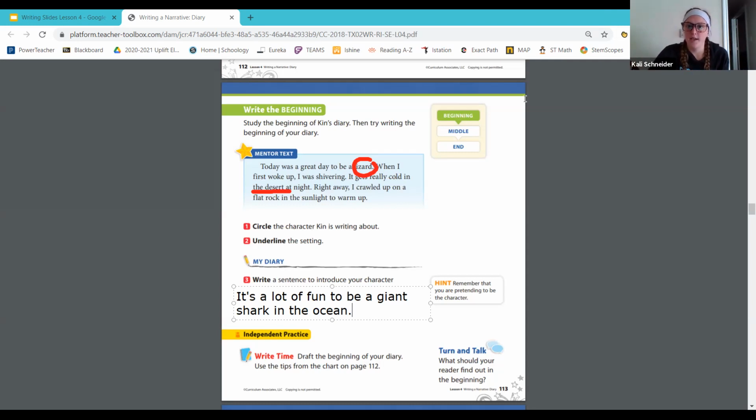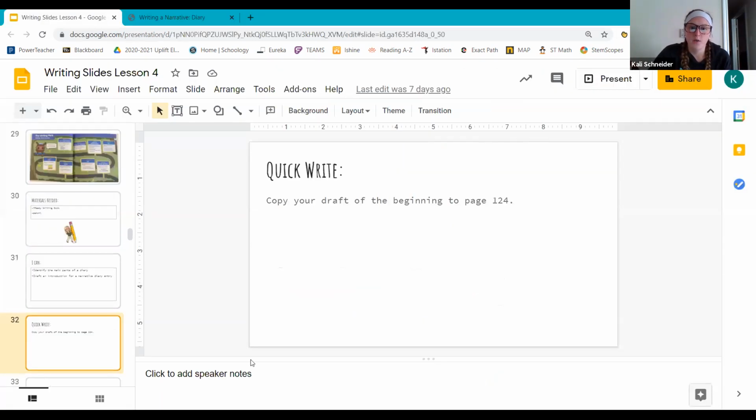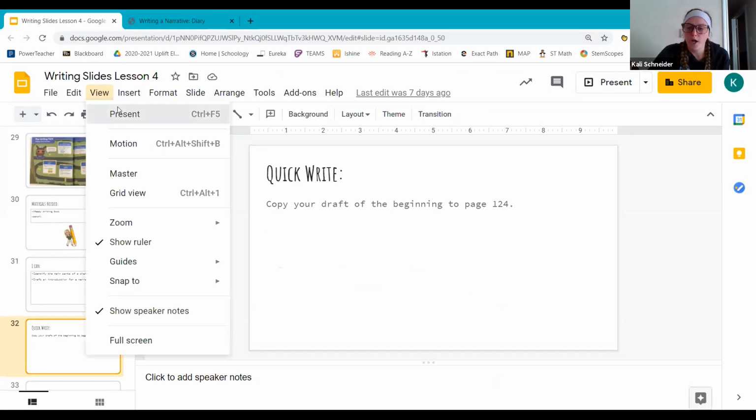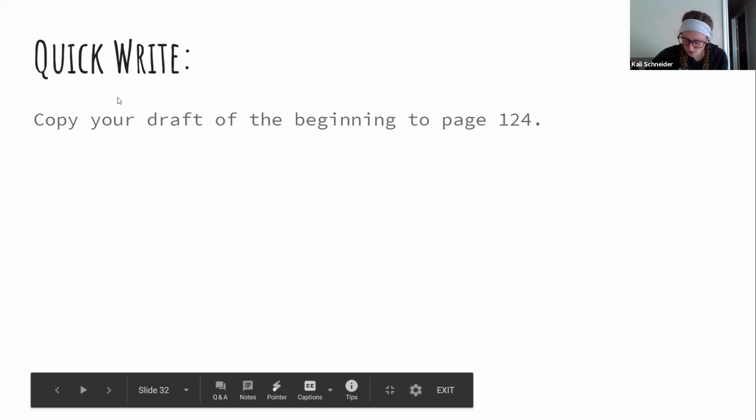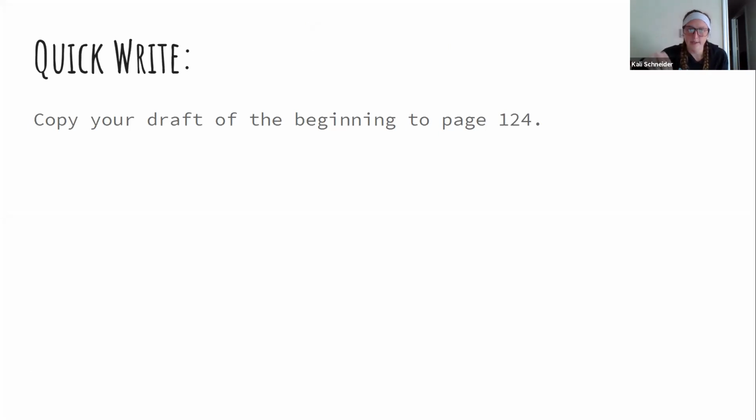We are going to go ahead. I'm going to clear this out. Your task for today is please make sure that you copy the draft of your beginning to page 124. So the sentence that you're writing at the bottom of page 113 needs to be copied onto page 124 as your draft, okay? So that's the beginning of your draft. Make sure you get it copied and put there, all right? So you can pause it if you need to remember to do that.